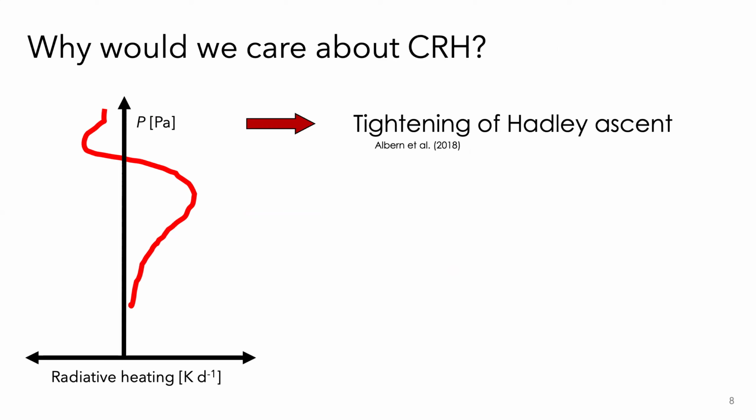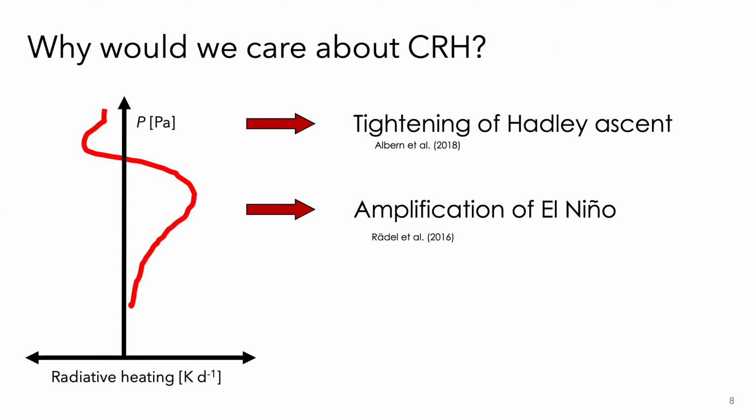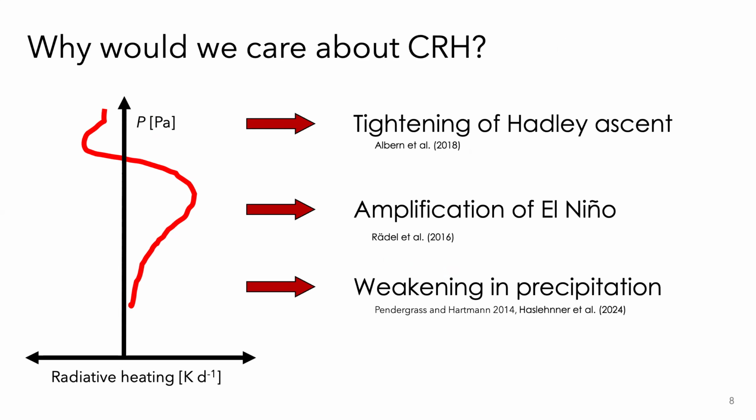So the magnitude of these heating rates will determine different climate situations, or even weather situations. For example, tightening of the Hadley ascent. There are some studies that have been correlating the magnitude of the heating rate with amplification of El Nino, or the ENSO oscillation. And there are also some studies that are trying to link how the heating rate will determine precipitation. Sometimes higher heating rates or higher magnitude in the heating rate can produce a weakening in precipitation, or the opposite, diminishing the heating rate can enhance precipitation.